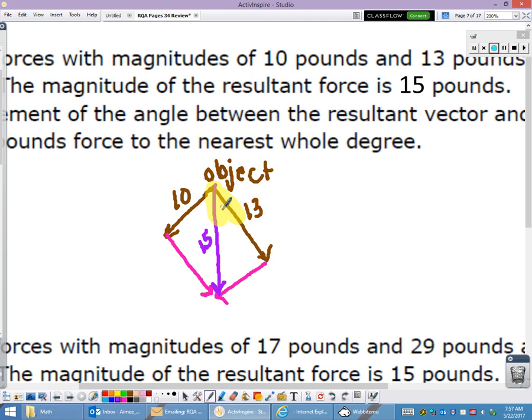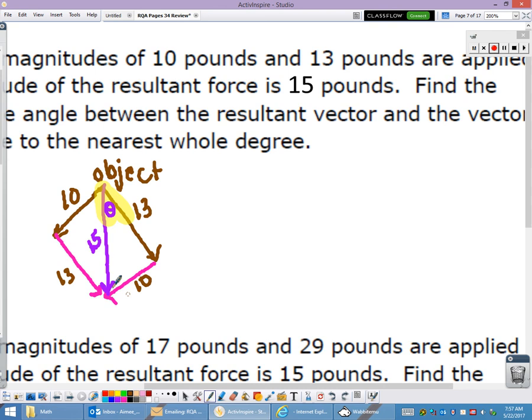Okay? So what I would do, again, I want that angle right there, is I would go ahead and label my sides, because remember, those are equal. It's a parallelogram. And then I'm going to have to use law of cosines in order to determine that. Okay? Because I have all three sides, remember, if I have side, side, side, to find the angle, I have to use law of cosines.